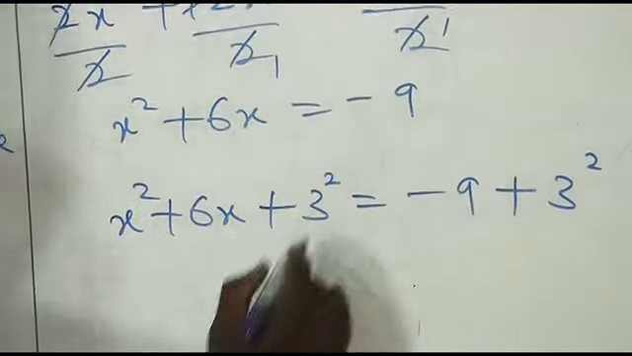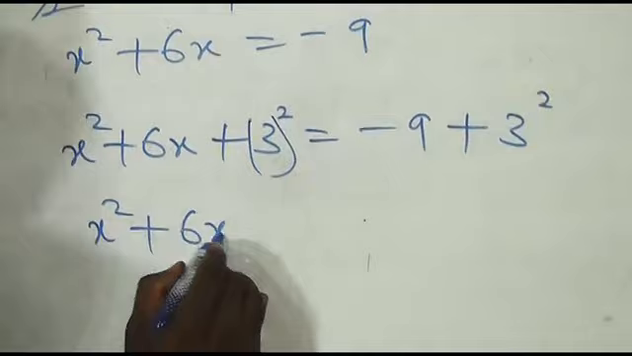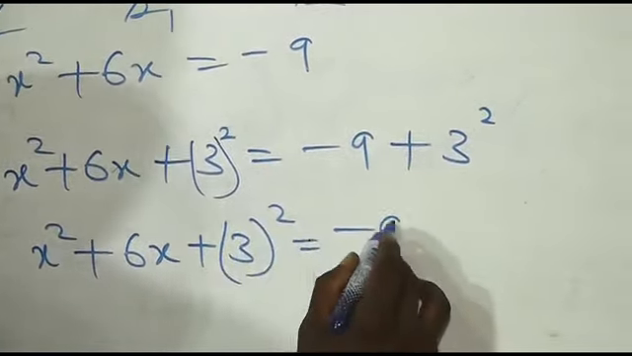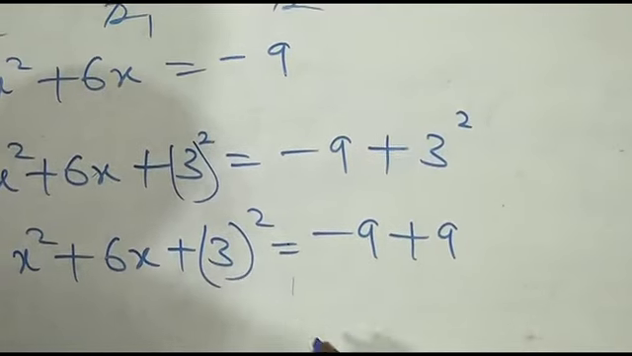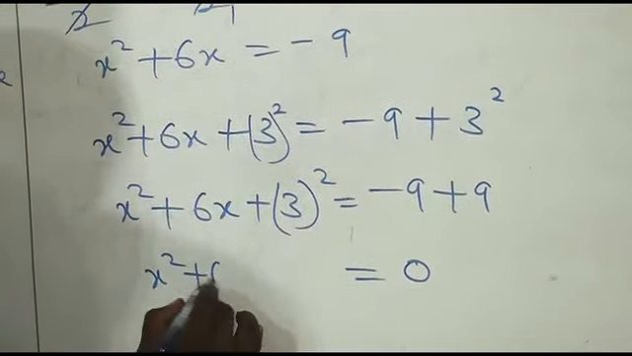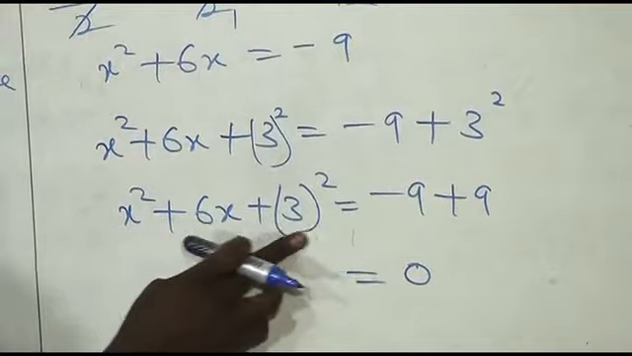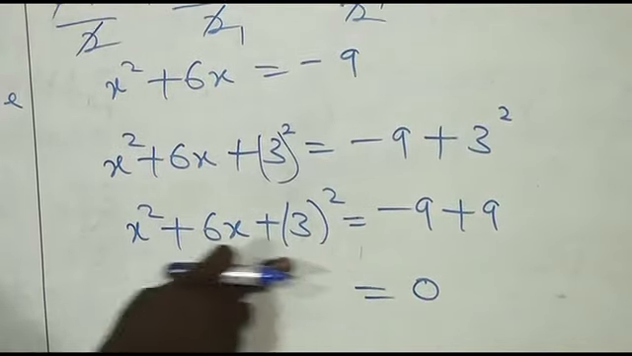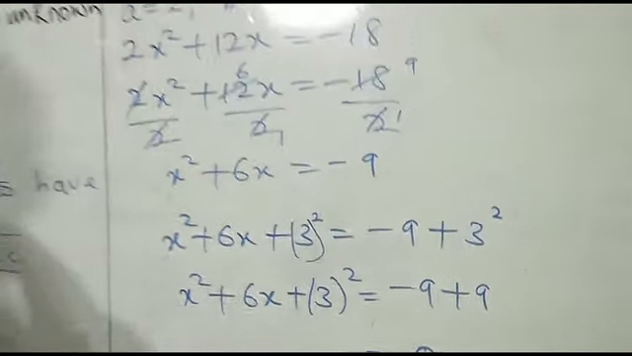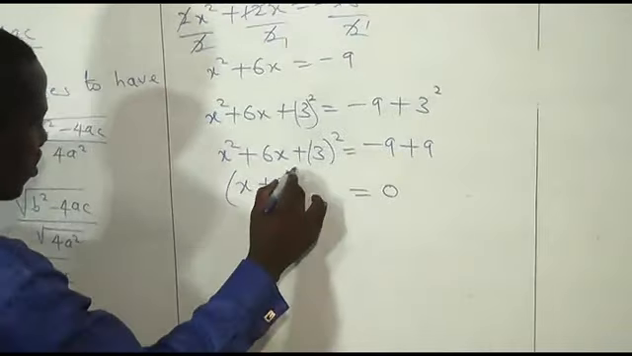So you have x squared now plus 6x plus 3 all squared. Then this is minus 9 plus 9. When you simplify the term on the right hand side, you have 0 here. Then this is x squared plus 6x plus 9. And when you express this expression in terms of a square, that is what the fourth step is saying, you are going to have it as x plus 3 all squared.